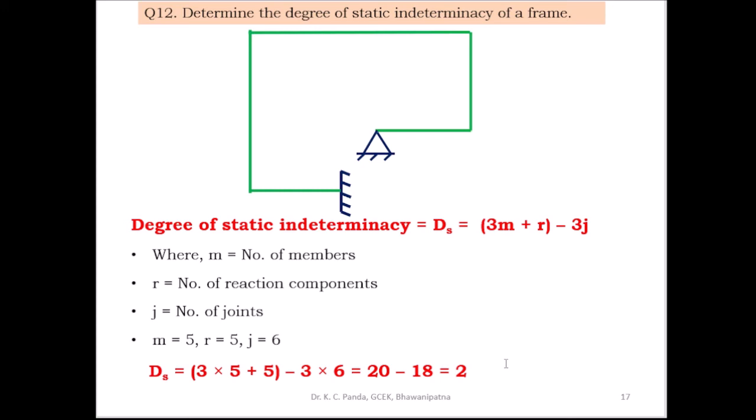And also you can find it using the other approach, because this is internally statically determinate and externally statically indeterminate. So you have to find DSC is equal to R minus 3, R is equal to 5, 5 minus 3 is equal to 2. But DSI is equal to 0, and then DS is equal to 2 plus 0 is equal to 2.